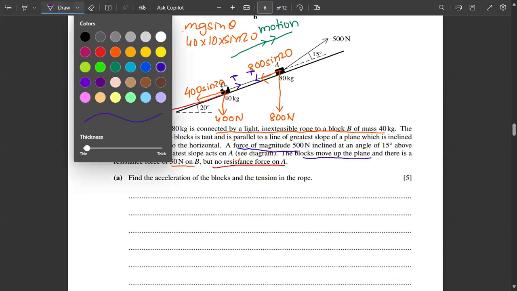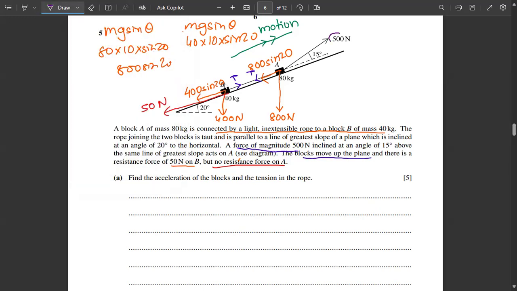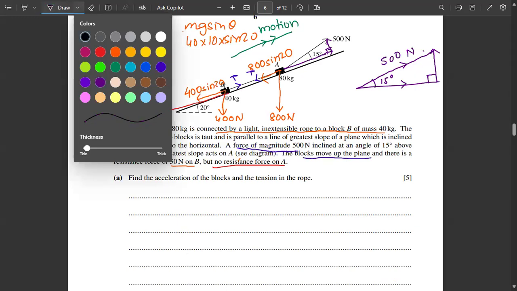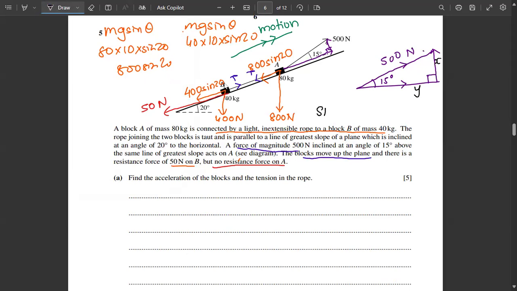Now, first thing first, we will resolve this 500 Newton force. How will we resolve? In order to resolve this force, we need to understand that one force is acting to the right and one force is acting upwards. So let me redraw the diagram. This is 90 degree. This is 15 degree. And this is a 500 Newton force. Now let me label this line as X and this as Y. Now I can use trigonometry. So sine 15 will be opposite upon hypotenuse. Right here, the opposite side is X. So X upon 500. Now this 500 will go up. It will give me 500 sine 15 is equal to X.